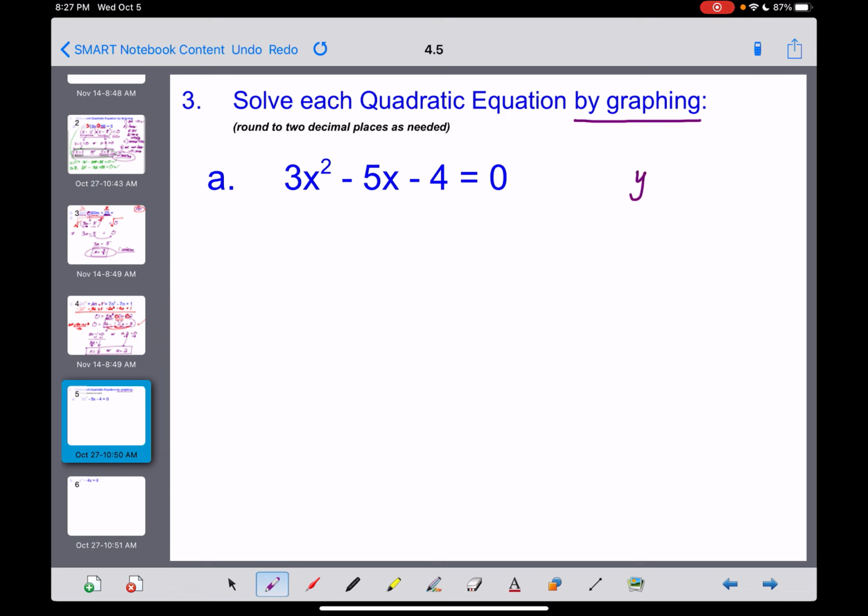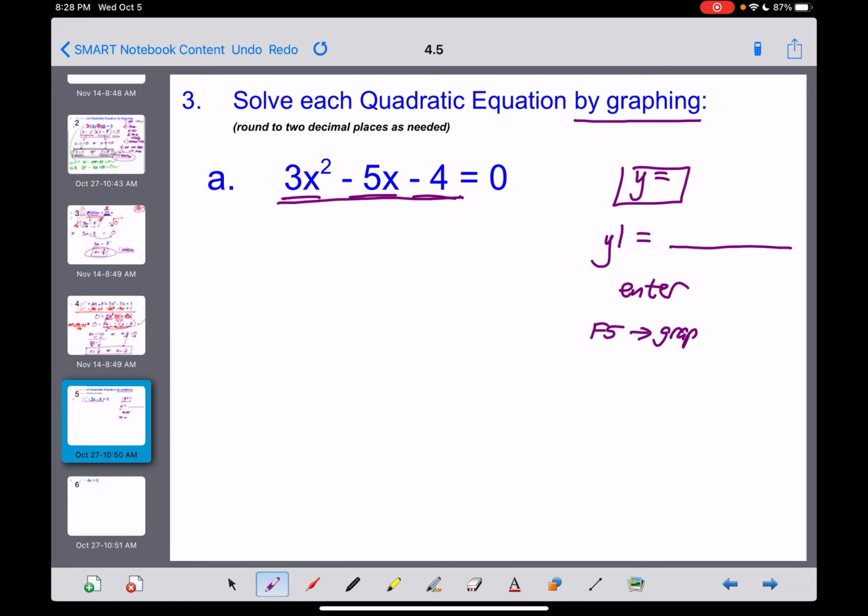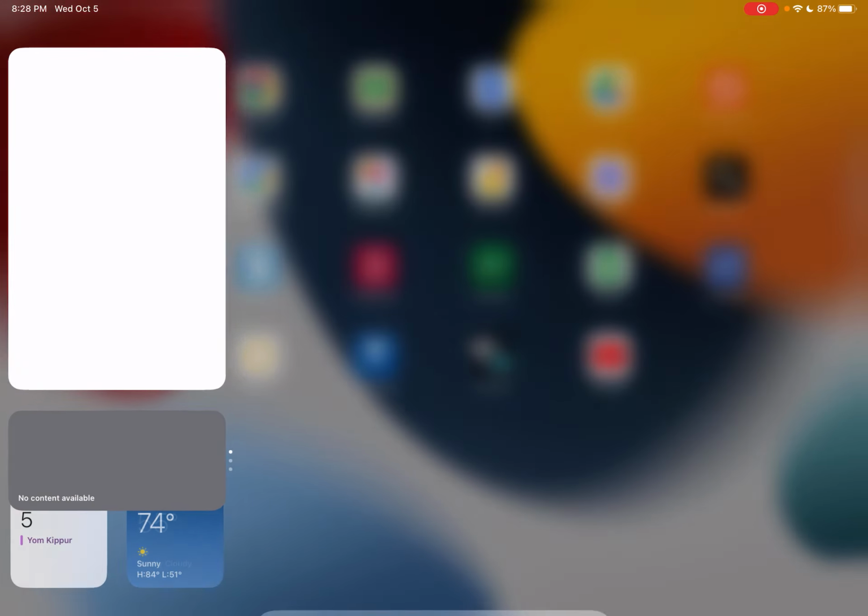You guys are going to hit your y equals key up in the upper left-hand corner, and on that first line, y1 equals, you guys are going to type in this quadratic expression right over here. 3x squared minus 5x minus 4. Then when you're done with that, you're going to hit enter, and then you're going to hit your F5 button, which is going to graph this thing for you. So let me try to do this on Desmos.